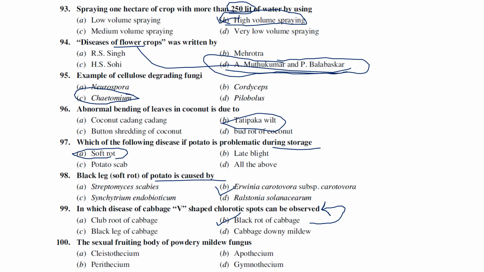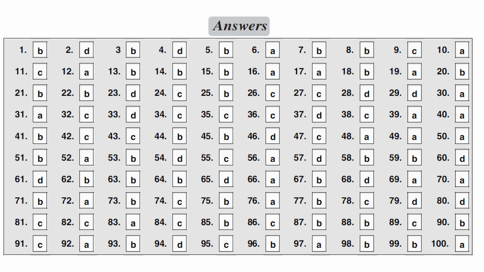Okay, the sexual fruiting body of a powdery mildew fungus, very simple, cleistothecium. All the powdery mildews produce cleistothecium as sexual fruiting bodies. There are four types of sexual fruiting bodies: cleistothecium, apothecium, perithecium, and pseudothecium. But generally, powdery mildew fungi produce cleistothecium. Okay. So these are all the answers.